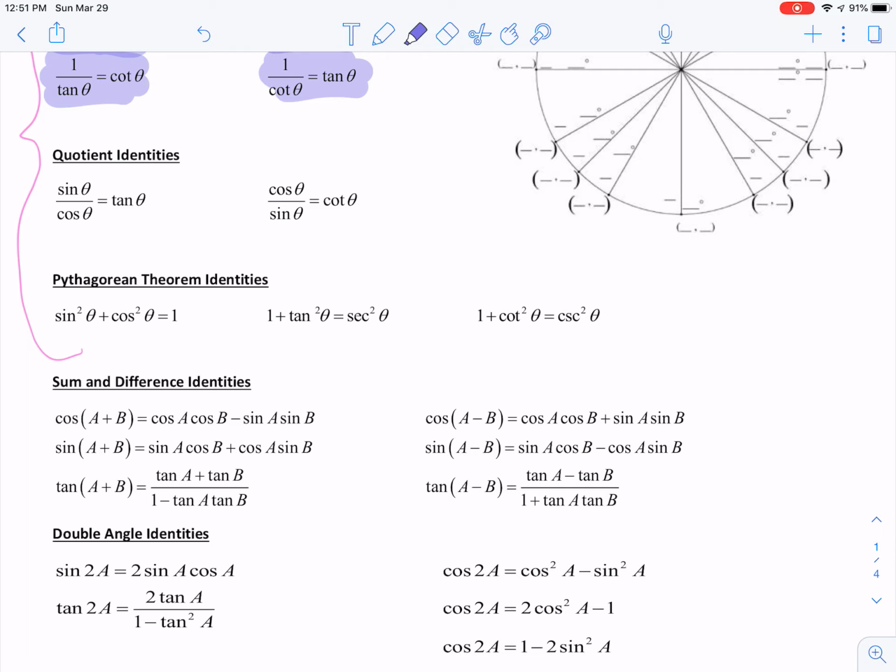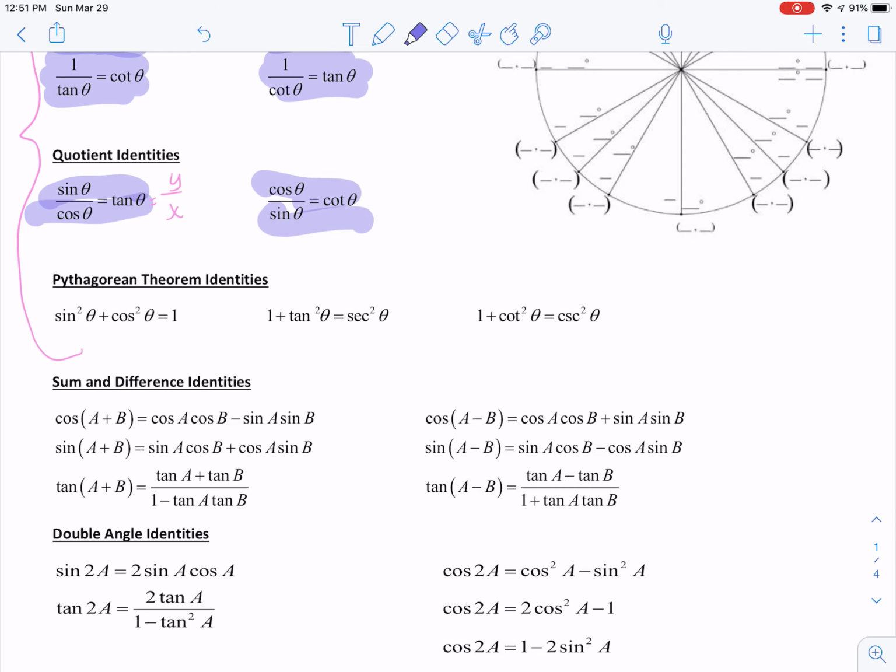But tangent is the same as sine over cosine. We know that tangent is y over x. Everybody knows that tangent is y over x. And so y is sine and x is cosine. So it follows that tangent would be sine over cosine. So if you ever see tangent and you want to replace it with sine over cosine, you can. They're the same thing. Similarly, cotangent can be replaced with cosine over sine.